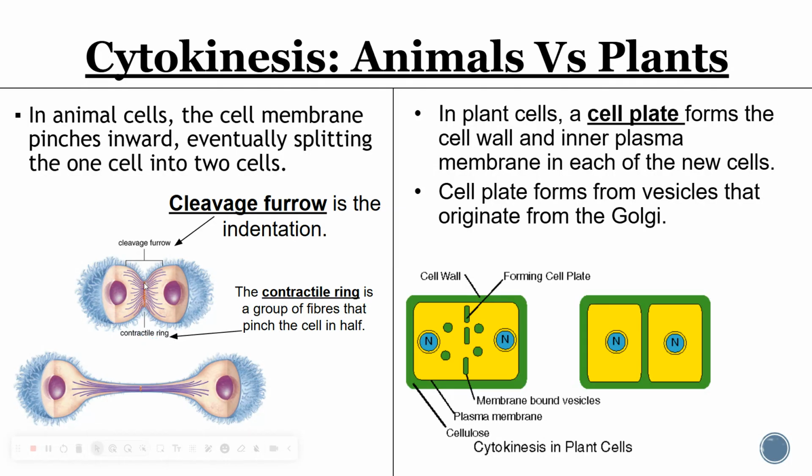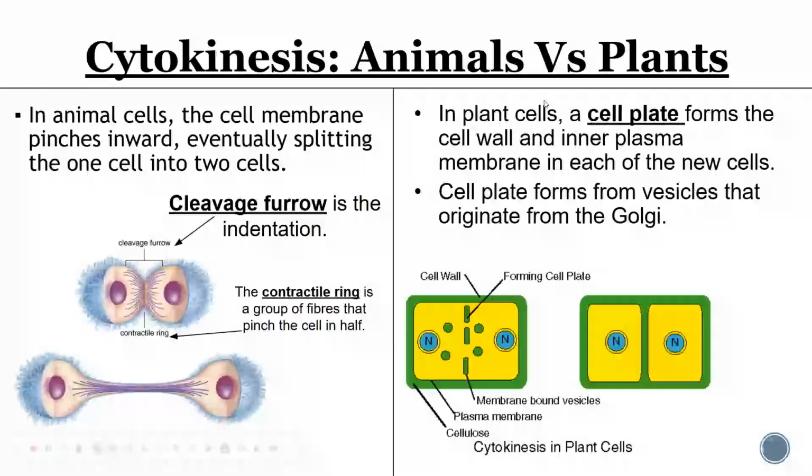And there's a contractile ring. It's a ring of little muscle fibers that kind of pinches the cell into two. Again, the visual of that is that cleavage furrow that you see there. It's a little indentation that you see on both sides, and eventually the pinching becomes so pronounced and the cleavage furrow becomes so large that eventually that cell splits into two. So that's what you would see in animal cells during cytokinesis.